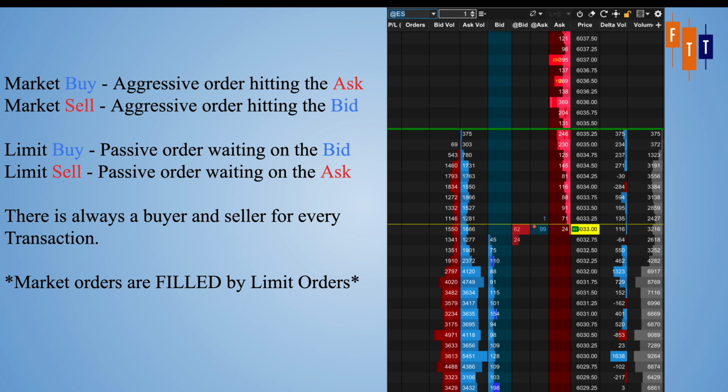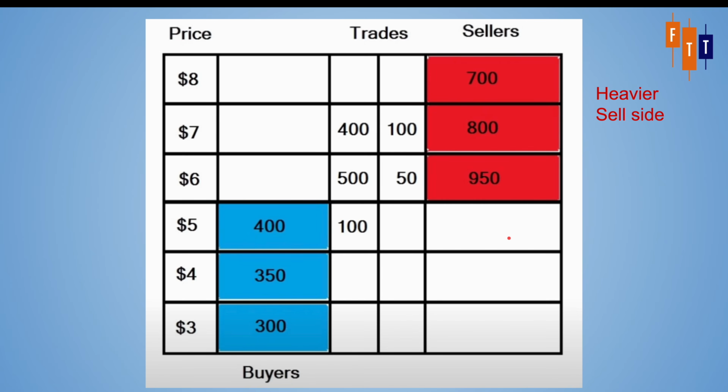We're going to watch a live video of the DOM moving, and I'm going to break it down further for you. We still want to understand how the depth of market is working and how these middle trades work, and remember this middle column right here is market orders. So you have a heavier sell side book right here. You have more sellers willing to offer at these prices than there are buyers willing to buy down here.